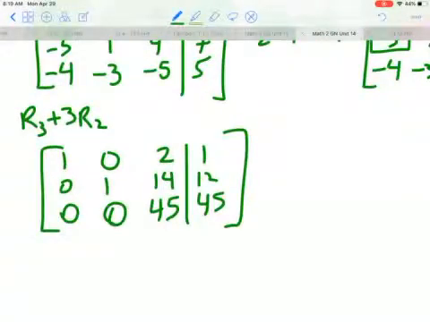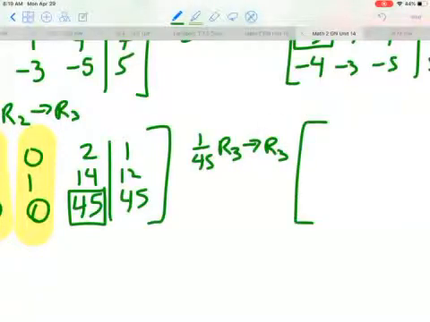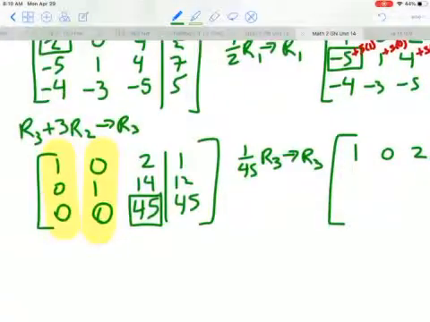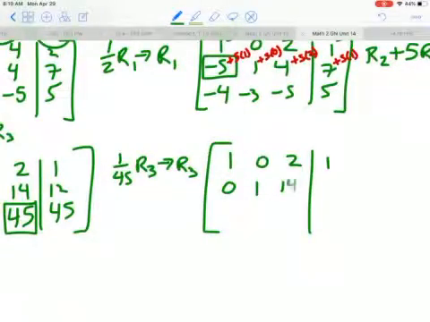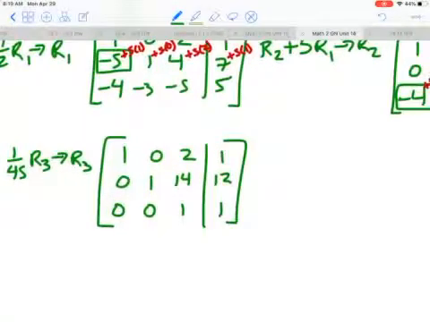Okay, now at this step, oops, forgot to write that. Okay, now we have all the 1s and 0s here and here. Next step is to get a 1 in that last row. So I'm going to divide by 45. So row 1 and 2 aren't changing. Okay, 0, 1, 14, 12. And now I'm going to divide each of the row 3s by 45. So 0, 0, 1, 1. Worked out nice and pretty.